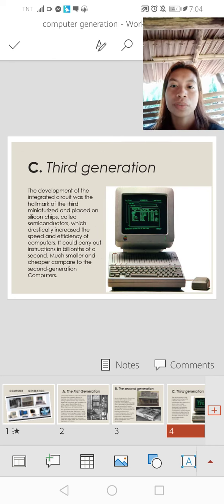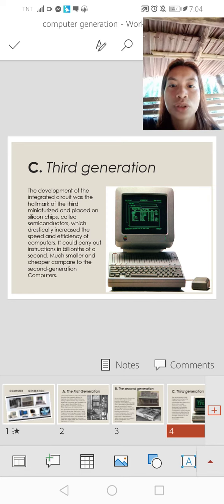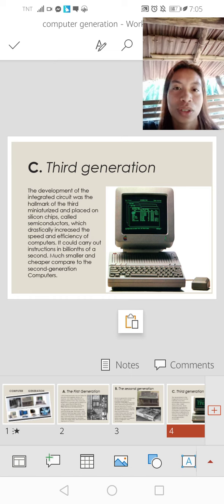Third generation computer. The development of the integrated circuit was the hallmark of the third generation. Transistors were miniaturized and placed on silicon chips called semiconductors, which drastically increased the speed and efficiency of computers. They could carry out instructions in billionths of a second, and were much smaller and cheaper compared to second generation computers.